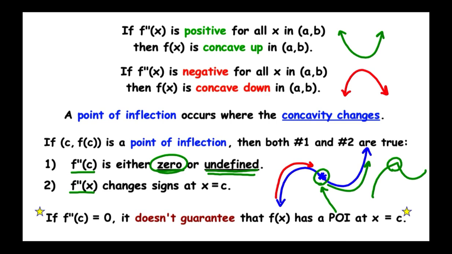Okay? Finally, last but not least, and most importantly, as a matter of fact, is this thing that I put 2 stars by. Just because the second derivative is 0 doesn't guarantee that you've got a point of inflection somewhere. Let me show you a counterexample of this. I'll start with y equals x to the 4th.